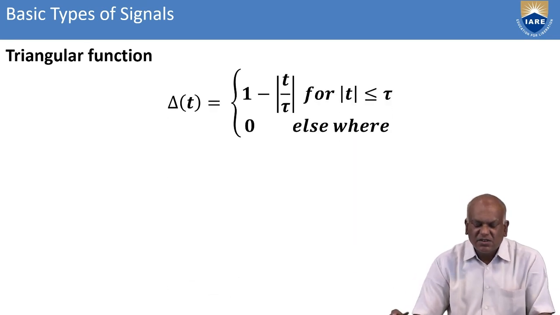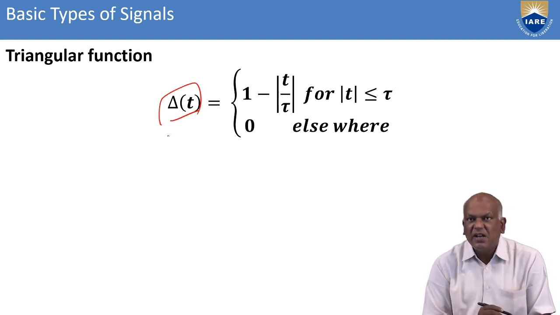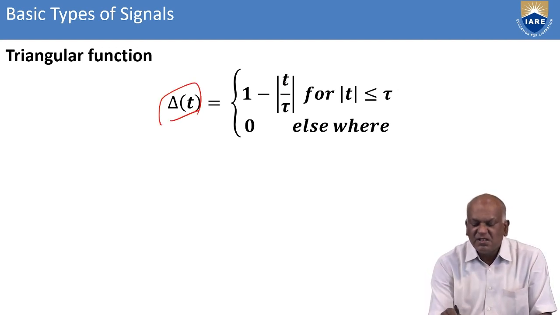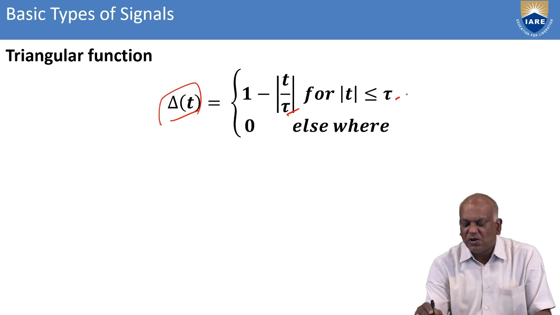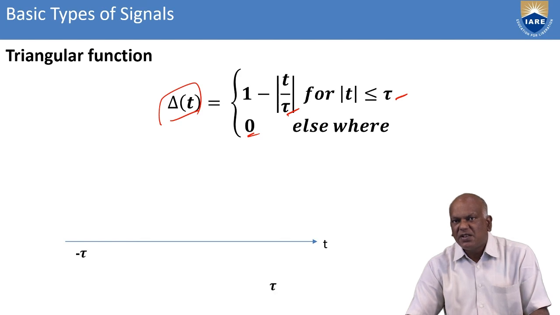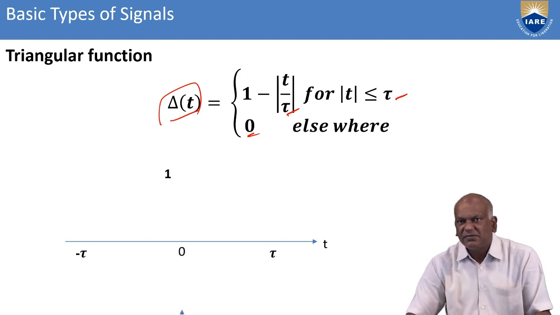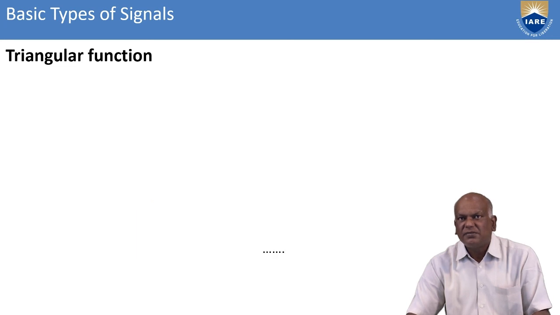The triangle function can be defined as delta of t, which equals 1 minus the absolute value of t by tau, where the absolute value of t is less than or equal to tau. Otherwise, it is equal to 0. This is the mathematical representation. The graphical representation of the signal is given like this. This is the graphical triangle function.